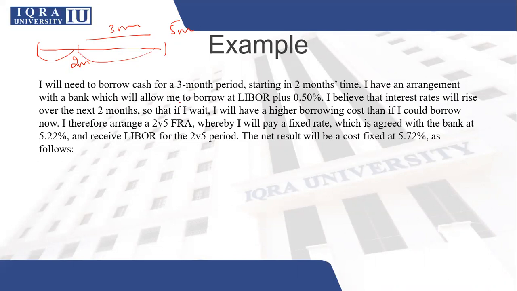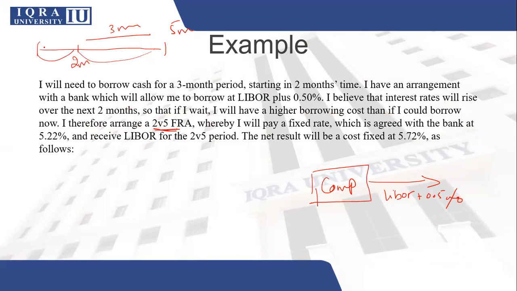I have an arrangement with a bank that will allow me to borrow at LIBOR plus 0.5%. So the agreement that they have is of LIBOR plus 0.5%. So let me just draw a diagram. So we have our company. I believe that interest rates will rise over the 2 months, so that if I wait, I will have a higher borrowing cost than if I could borrow now. I therefore arrange a 2v5 FRA.